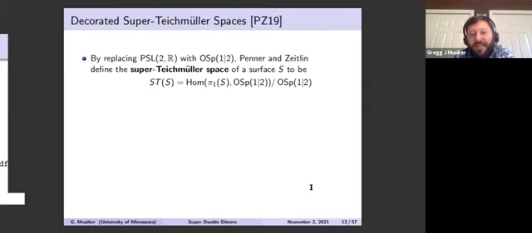So in this context, you can replace the PSL2R that was our way of defining Teichmüller space using the character variety point of view, and replace it with OSp(1|2), which is a 3x3 matrix with one even element and two odd elements. And Penner and Zeitlin showed that there's a definition of a super Teichmüller space for any surface, again, using its fundamental group.